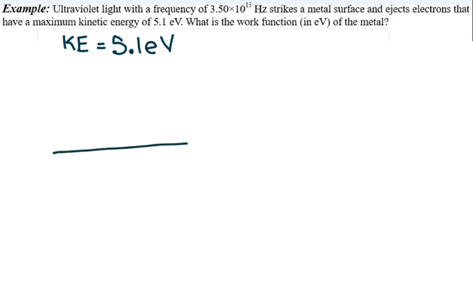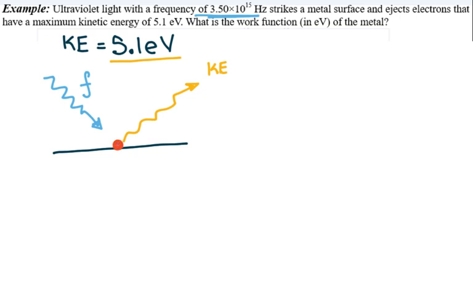So here you have the surface and the photons are coming. The frequency of the photons is given. So this is the frequency of the photons that are coming, and then the electrons are being emitted out. The kinetic energy of these electrons is given. And they ask you, what is the work function of the metal? And when I say the work function, I mean the energy used to rip off the electron from the surface.